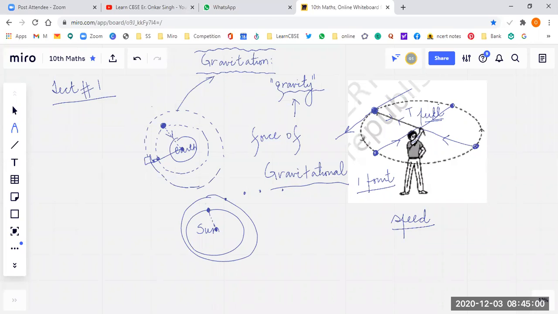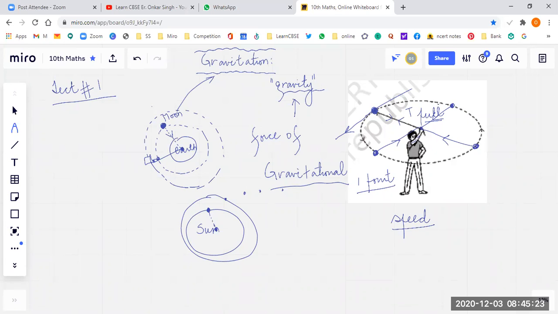Or can we measure the force of gravitation between the Moon and the earth? Or in a very simple way, can we measure the force of gravitation between the hand of the boy and this stone? Yes, it is possible. That is given by Newton's law of gravitation.